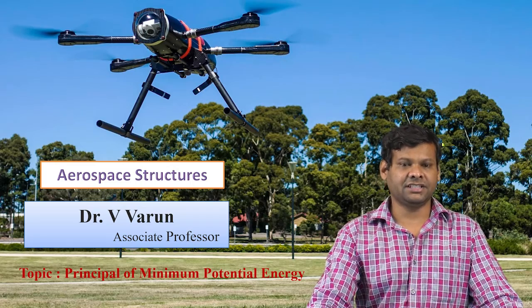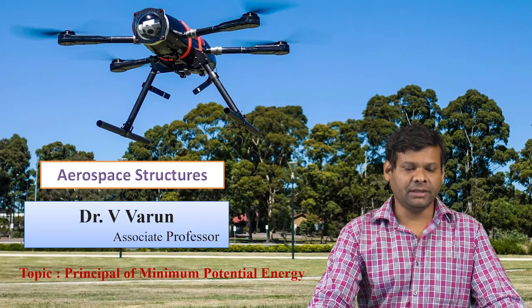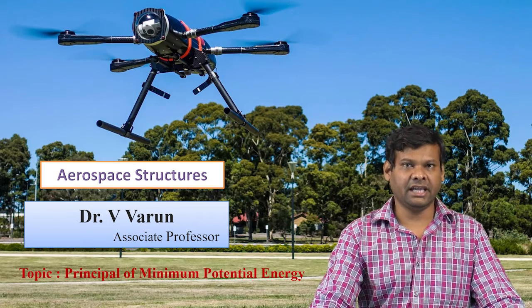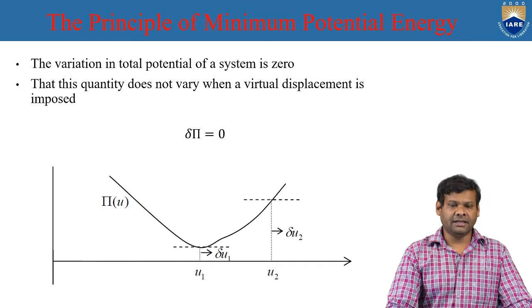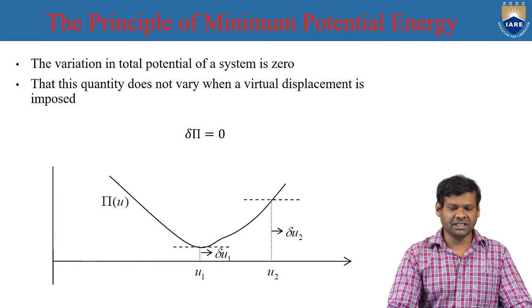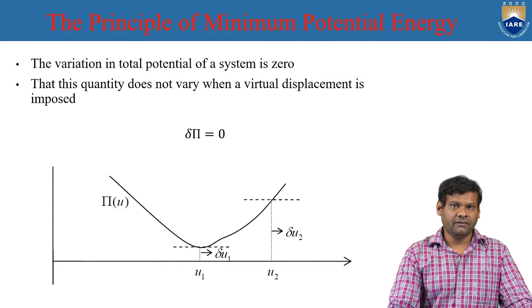Welcome to Aerospace Structures. Today we are going to discuss the principle of minimum potential and the Rayleigh method. Let us go ahead. This is a schematic of potential energy with respect to displacements. The variation in potential energy of a system is zero. When you take any linear elastic system, the variation in potential energy is zero.